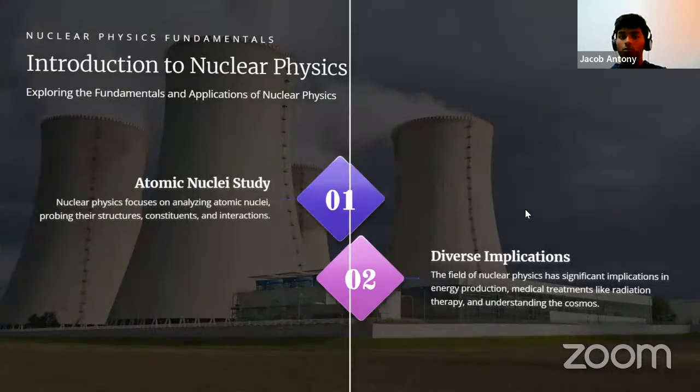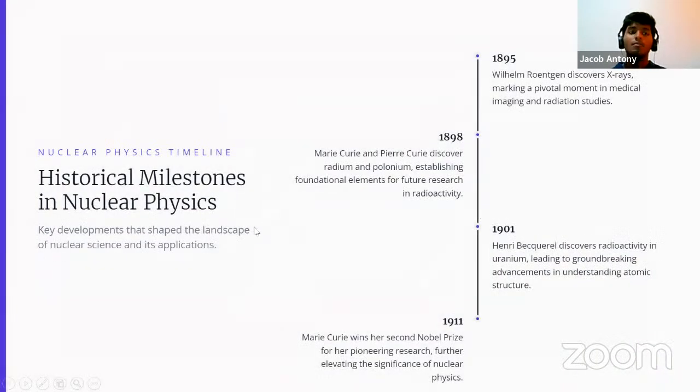Now we're going to take a look at the historical milestones in nuclear physics. In this slide, you can see the key developments that shaped the landscape of nuclear physics and its applications. In 1895, Wilhelm Roentgen discovered X-rays, marking a pivotal moment in medical imaging and radiation studies. 1895 is where the first practical application of nuclear physics appeared. Prior to 1895, many models had been created to study the atomic structure.